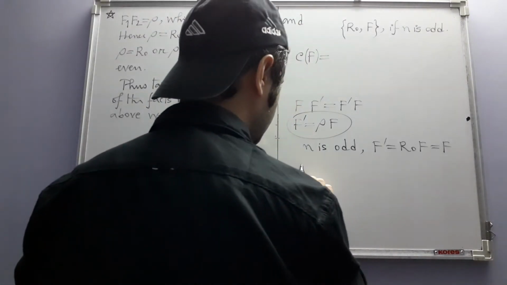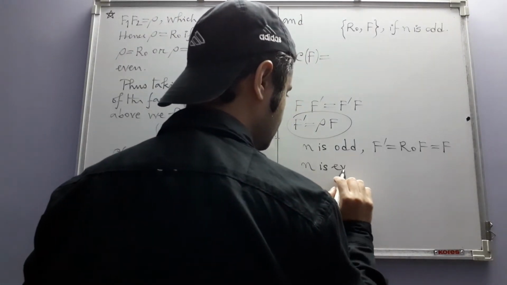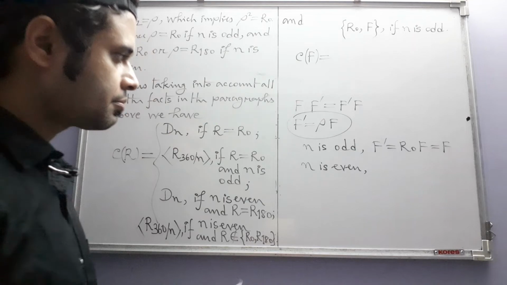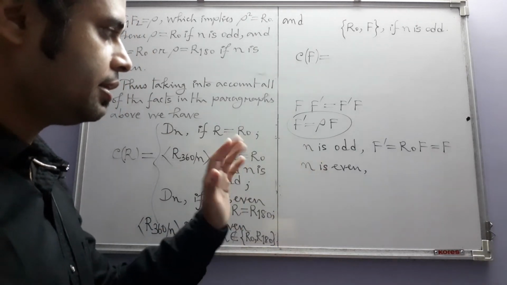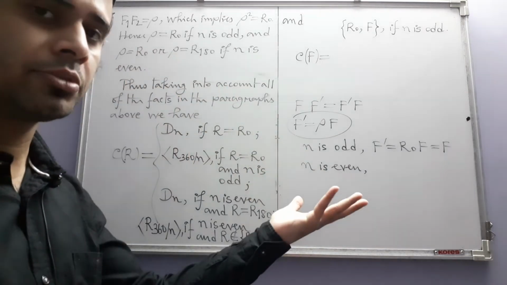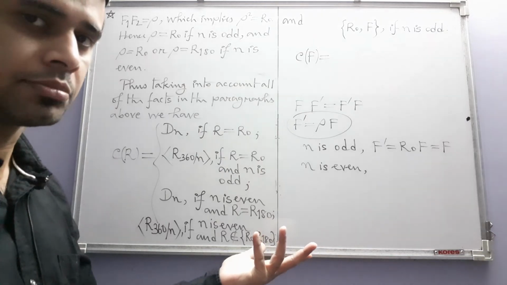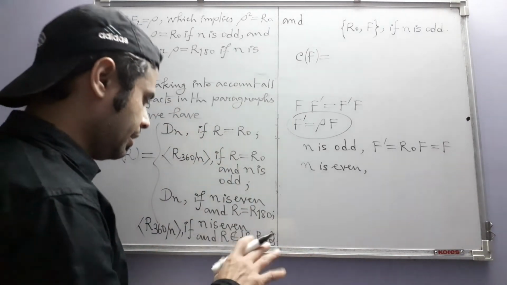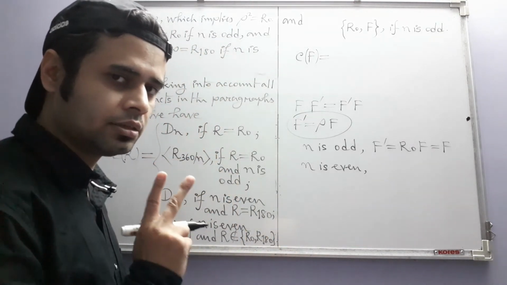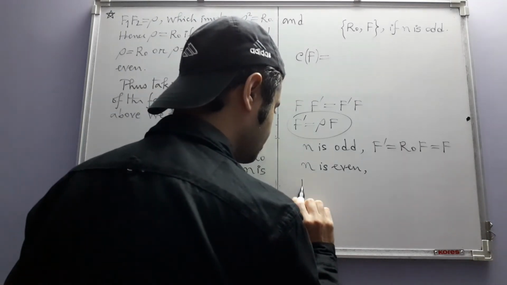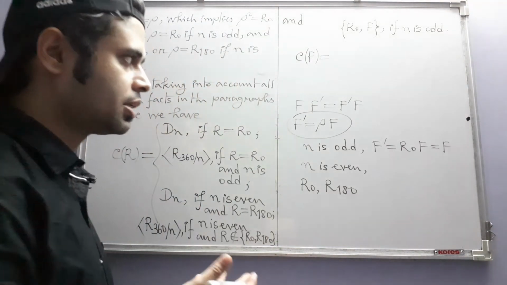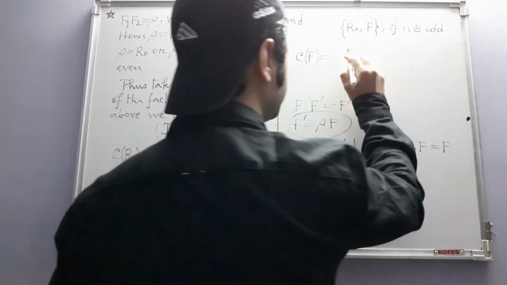Now what about the case when n is even? There, when n is even, again the question of which rotations commute with F comes, which we have already seen. When n is even, precisely two rotations commute with F, R naught and R 180. So they will belong to the centralizer of F. So let's write them.